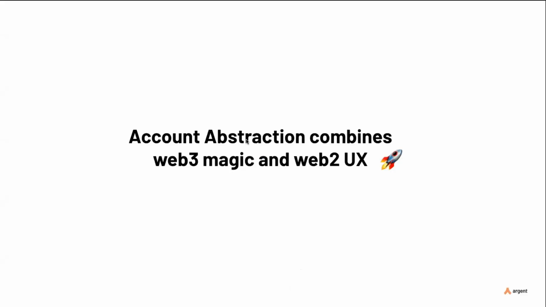So I just want to now spend a few seconds on that sentence here, which says basically account abstraction combines Web3 magic and Web2 UX, right? Because everybody here in this session is convinced that Web3 is awesome, that it's magical, but now we need to convince the mass public that it's actually awesome. And you can only convince the mass public if the UX is as good as the UX they have on Web2, right? And that's what account abstraction does.